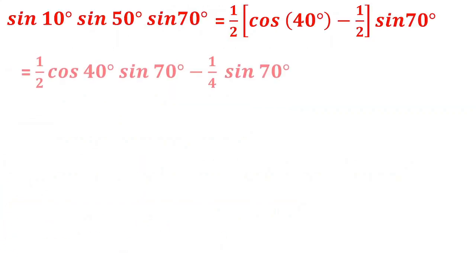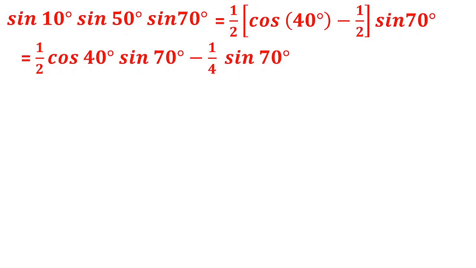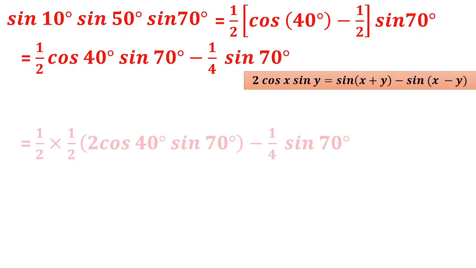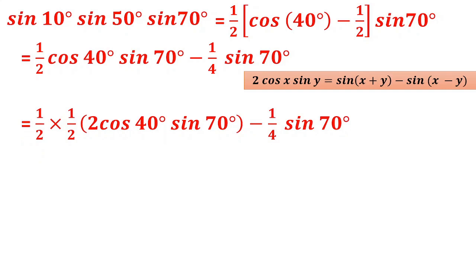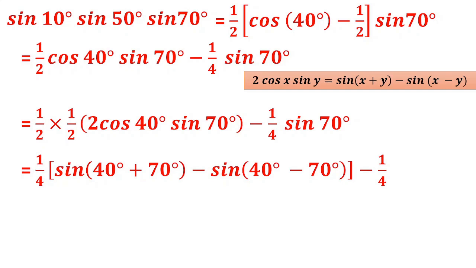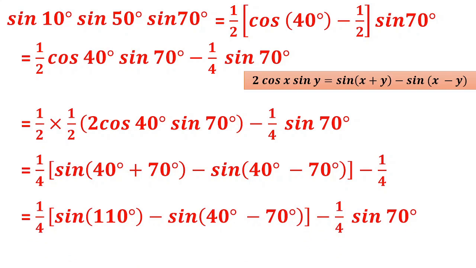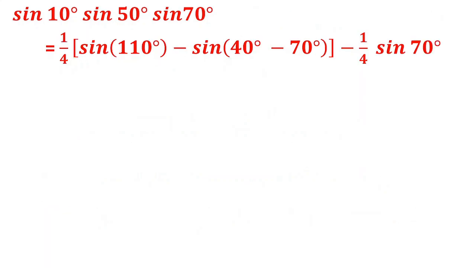Let me expand the bracket now. It is half into cos 40 sin 70 minus 1 by 4 sin 70. Once again, let me use the formula for 2 cos x sin y. It is sin x plus y minus sin x minus y. Once again, I have to multiply and divide by 2 to get that formula. Now I am applying the formula for 2 cos 40 into sin 70. It is sin 40 plus 70 minus sin 40 minus 70. Now it will become sin 110 minus sin 40 minus 70.